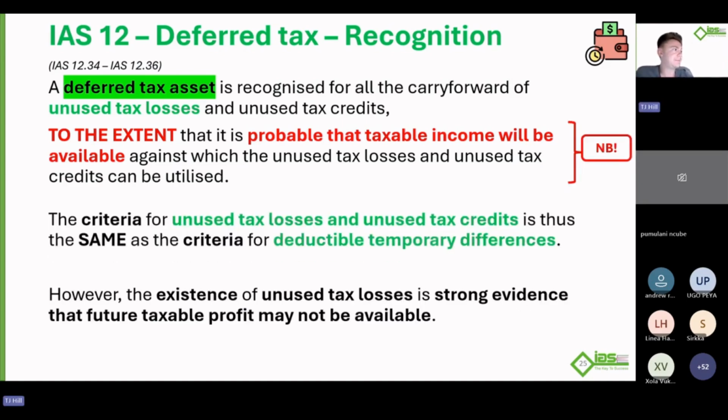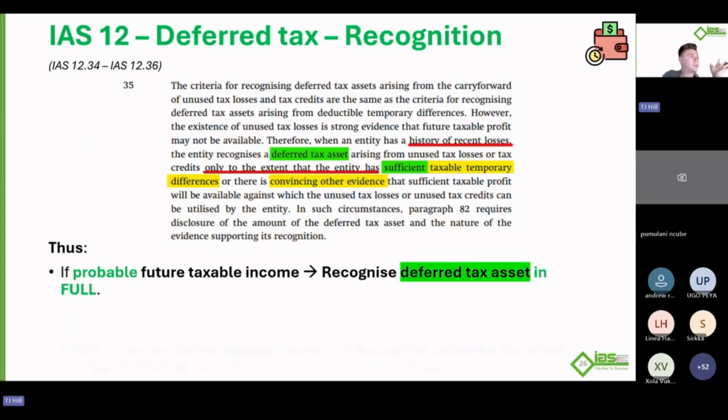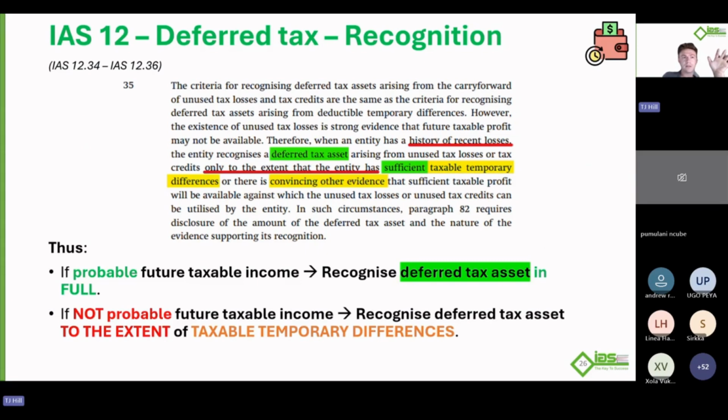Okay, it's the same. And as I said, if you have so many unused losses, it's strong evidence you're not going to be profitable. History is going to probably repeat itself. Past evidence is a good support for saying that you're probably not going to be, but it's not impossible. And so there we see the same story I gave you with the same criteria.